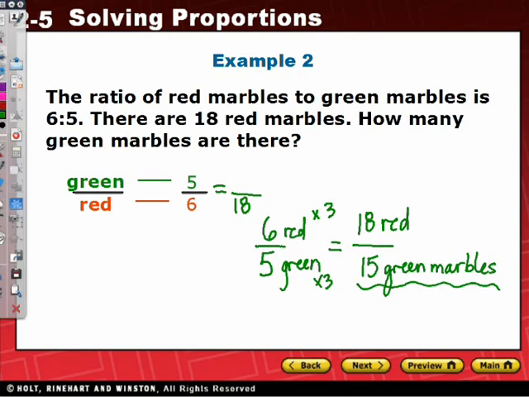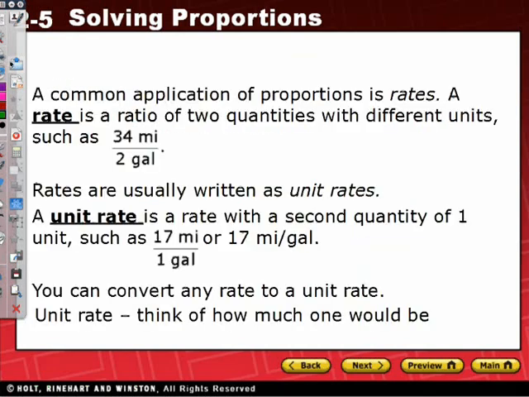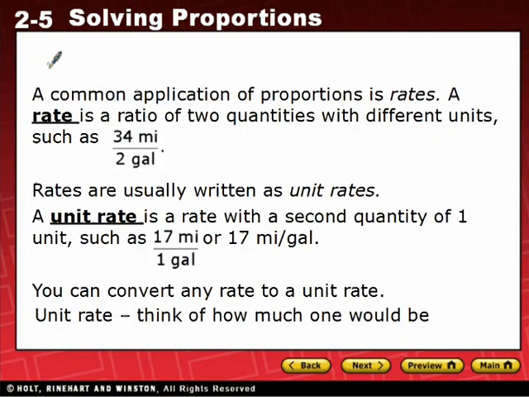I think we might have one more here. Nope, just kidding. Rates. Definition of a rate. A rate is a ratio of 2 quantities with different units, like 34 miles for 2 gallons of gas. Oftentimes we see it as things like miles per hour, feet per second, all those kinds of things. Those are all rates.